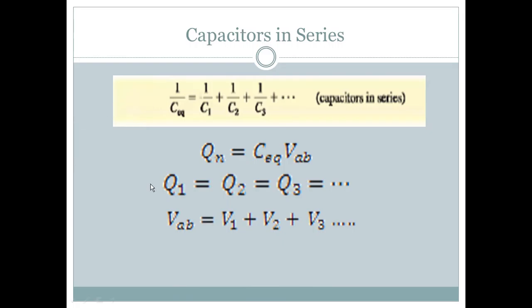Now, as mentioned before, the amount of charge that accumulates on each of the given capacitors is the same for all the capacitors. So therefore, Q sub 1, meaning the charge on capacitor 1, is the same as the charge accumulated in capacitor 2, is the same as the amount of charge that would accumulate on capacitor 3 and so on.